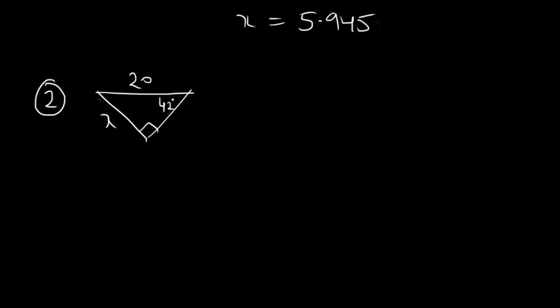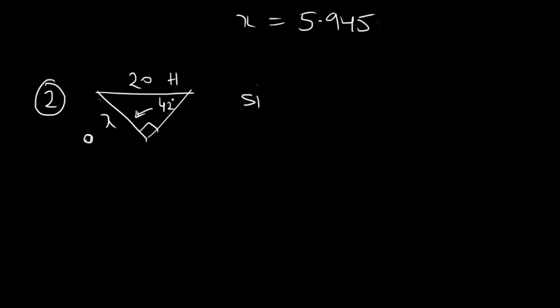This side that I'm interested in is opposite the angle, so the x is opposite the angle, so it will be the opposite side. And this 20 is opposite the right angle, so it will be the hypotenuse. So I have the opposite and the hypotenuse that I'm interested in. Which ratio should I use? So soh cah toa, so soh is opposite and hypotenuse, so I need to use the sine ratio.